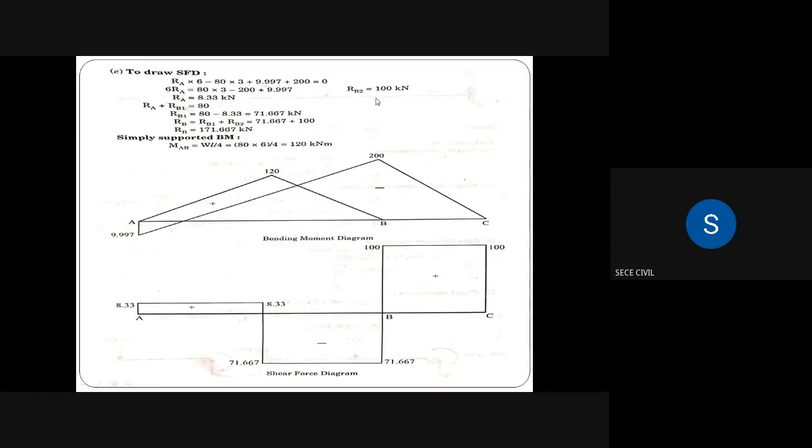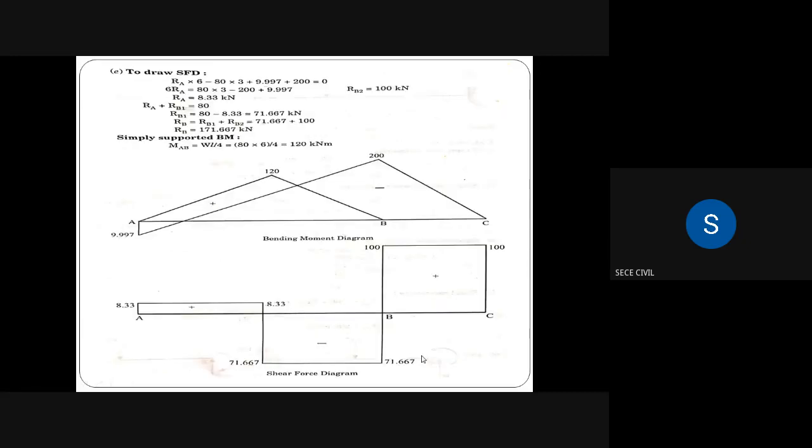So in span BC, we know RB2 is equal to 100 kilonewton. Okay, so you see this figure, span BC. In span BC, we are having only one load that is acting downwards, 100 kilonewton. And therefore the support reaction RB2 is equal to 100 kilonewton.